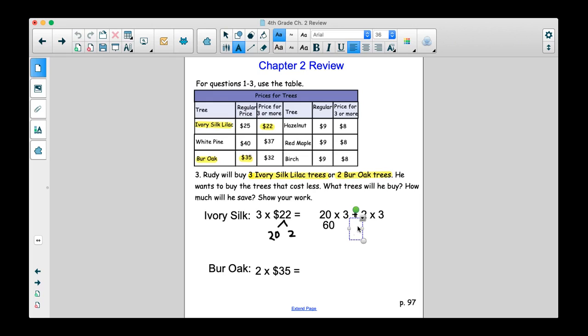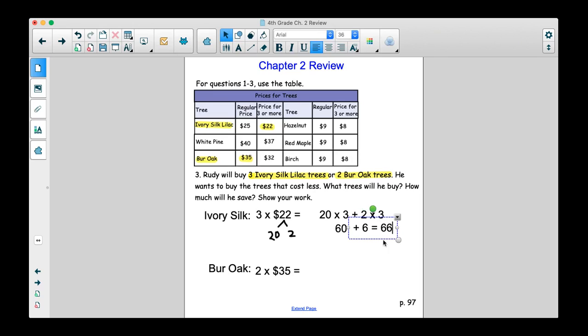And then plus 2 times 3, well, we all know 2 times 3 we can do by counting by 2s, which is 2, 4, 6. Or maybe you just know that it equals 6. All right, so 60 plus 6 equals 66. So the ivory silk trees would cost $66 for the 3 of them, right?